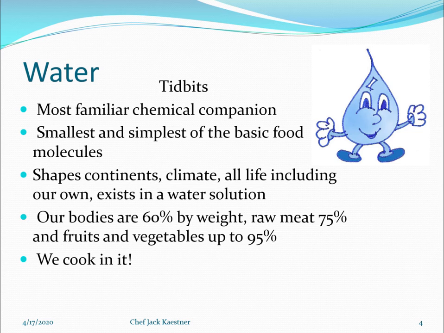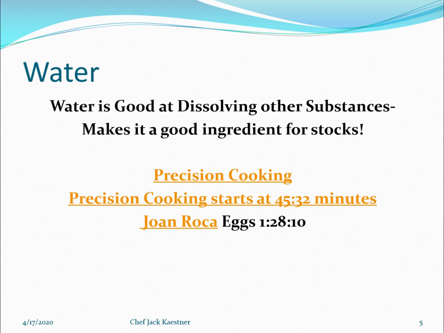Some little tidbits about water. Familiar chemical companion we have. It's the smallest. It shapes continents, climate, and all life, including our own. Everything exists with some type of water solution. Our bodies are 60% water by weight. Raw meats are 75%. Fruits and vegetables can be 95% water. And we cook in it. And of course, we use it for cleaning. Water is good at dissolving other substances. So it's good for cleaning, and it's a great ingredient when we make stocks, because it helps extract the flavors and nutrients and other components from the bones and sinew.